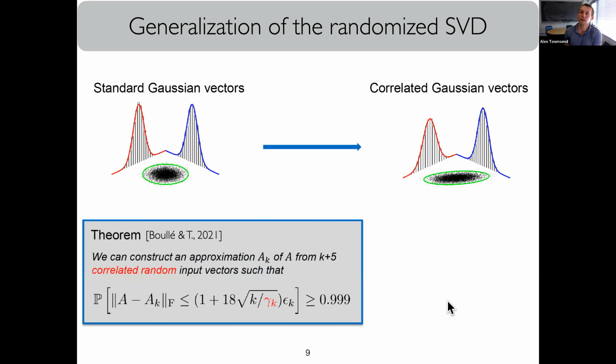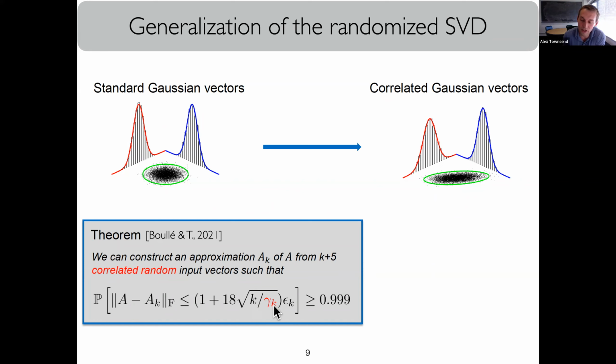This doesn't just work for standard IID Gaussian vectors. This also works for many other types of random vectors. And here we reproved the randomized SVD when you have correlated inputs. So now you're not going to supply me with IID random vectors, you're going to supply me with multivariate Gaussian vectors, where the entries of that vector are correlated to each other. Okay, and you can prove essentially the same thing.